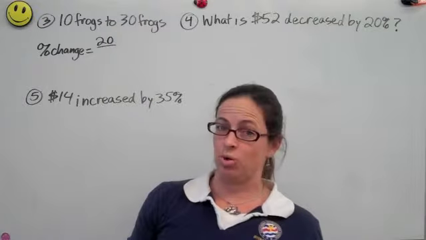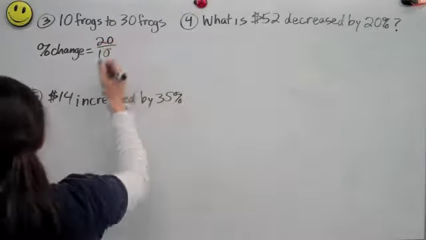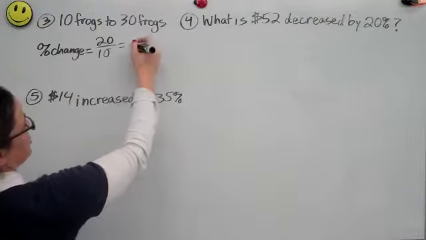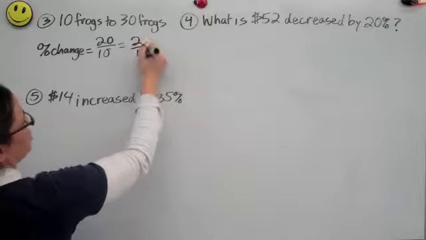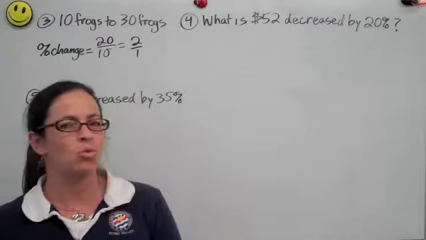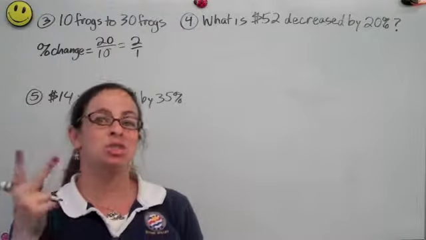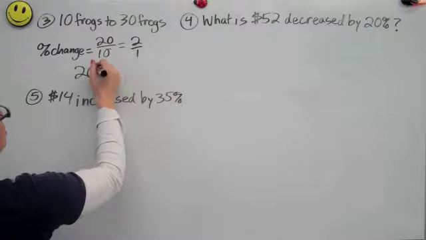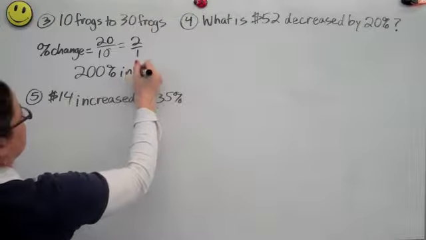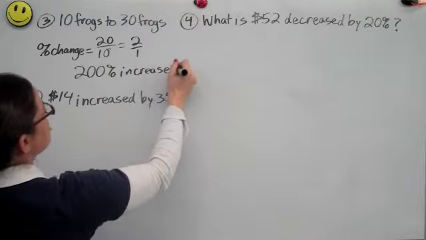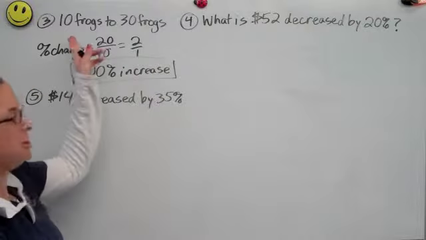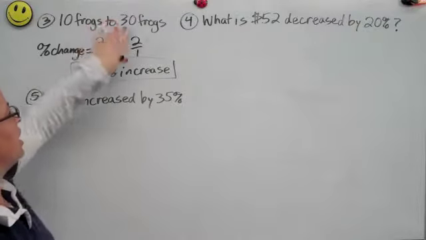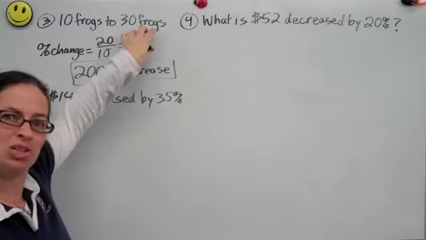The original amount of frogs was 10. Fantastic. And then we could simplify this. Well, this is basically goes down to 2 over 1, or just 2. Well, wait a minute. If 1 whole is 100%, then 2 is 200%. So the percent change for this is a 200% increase. I always find this fascinating because people think when it's a 200% increase, it just doubles. But actually, it takes its amount and adds that amount on twice.